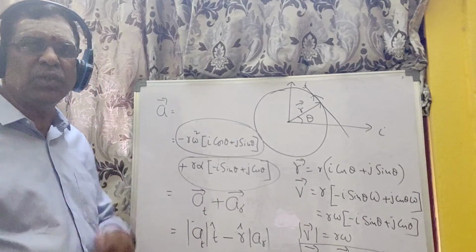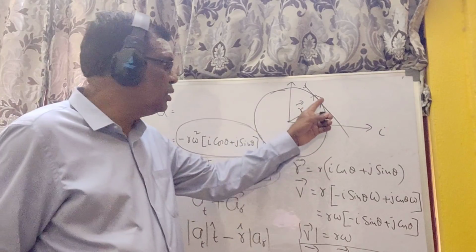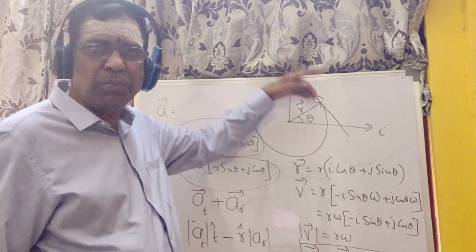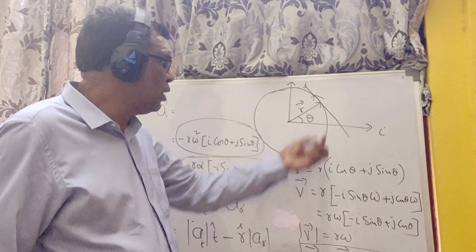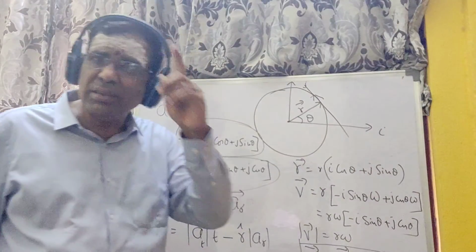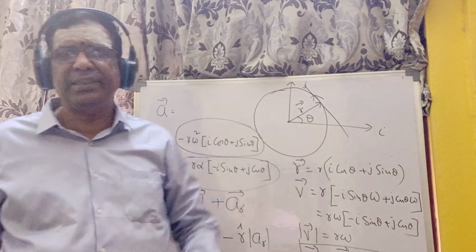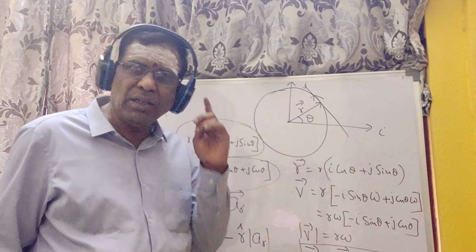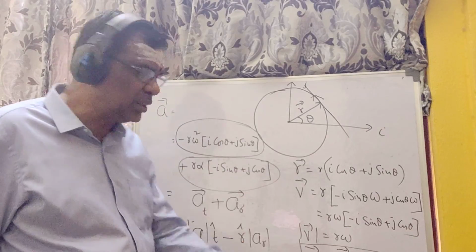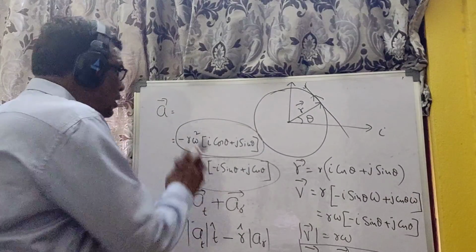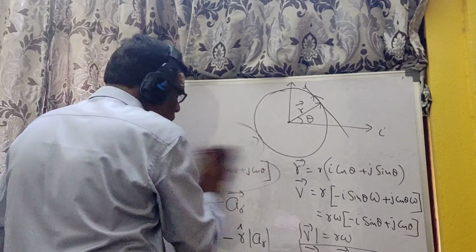The only thing that you have to understand is that a_t, if it is along the velocity, is positive, and opposite to velocity, negative. But a_r is always directed towards the center. a_r is always directed towards the center. This is what I tried to explain.